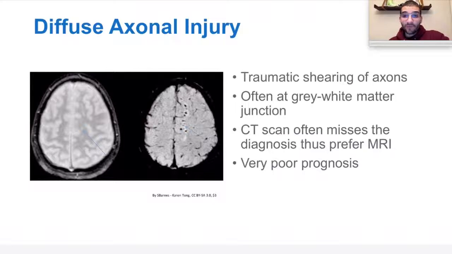CT scan is very poor at seeing this diagnosis, but MRI will show these sort of black spots, which you can see with the blue arrows in the image in front of us. Again, it has a very poor prognosis.